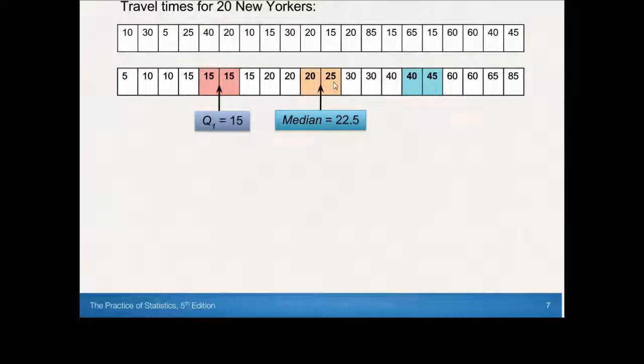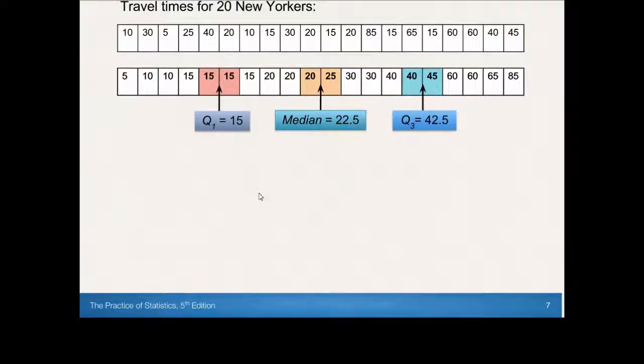Up here at Q3, we go 1, 2, 3, 4, 5, and 1, 2, 3, 4, 5, and we have between 40 and 45, so we average those, and it would be 42.5. So remember, this is Q1, and that's Q3, and remember the halfway is Q2, or 2/4. Have I confused you yet?